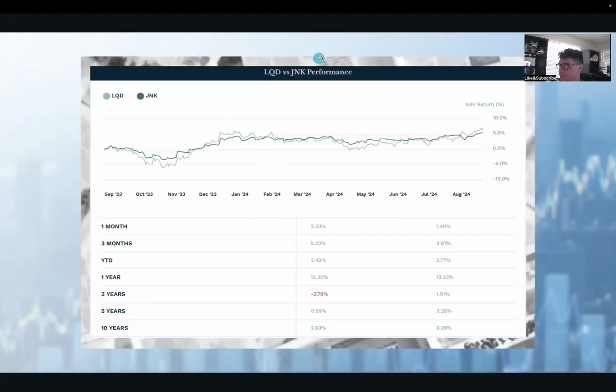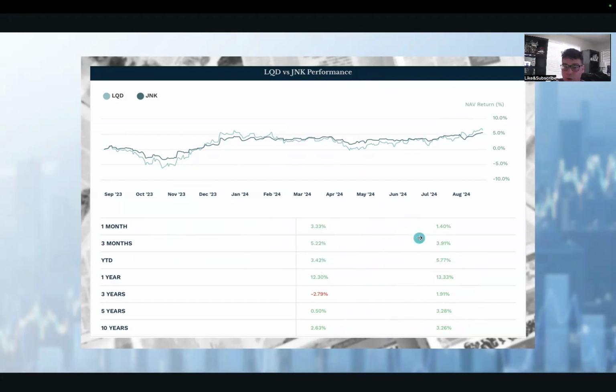Now, let's take a look at our performance here, okay? Over the past 10 years, we can see that the results have been very similar, right? 2.63% versus 3.26%. All right. But when you take a look at the past 1 month, the past 3 months, and year to date, you can see that all of these are green.